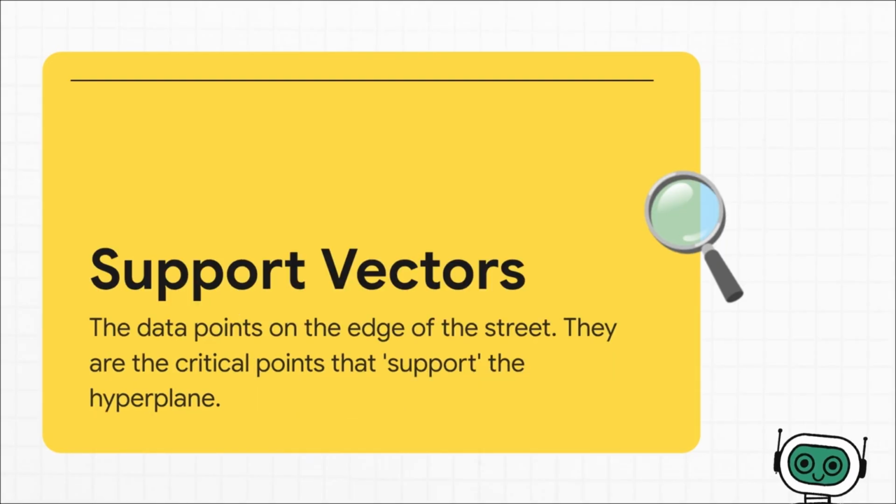Which brings us to the most important term of all, support vectors. These are the specific data points that sit right on the edge of the street, the ones that stop the margin from getting any wider. They are literally the vectors that support the hyperplane. And here's the crucial part. These are the only data points that matter. You could delete every other point and the hyperplane wouldn't move an inch. But if you move a support vector, the whole street has to be redrawn.